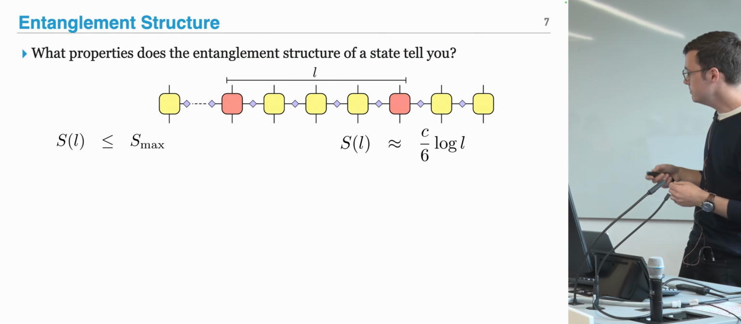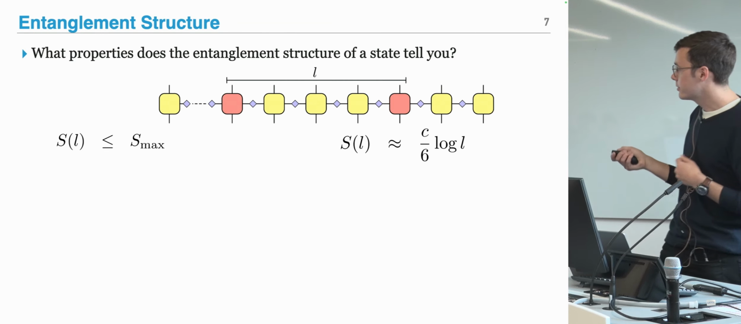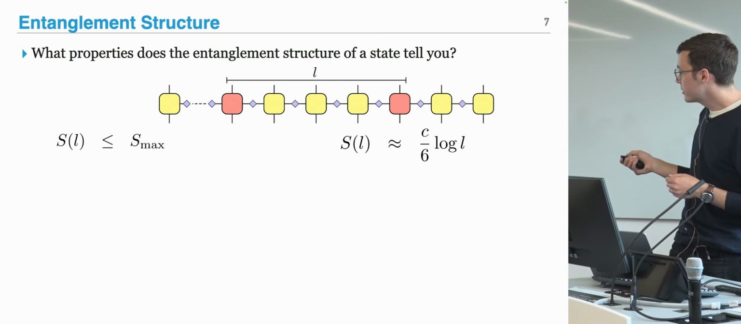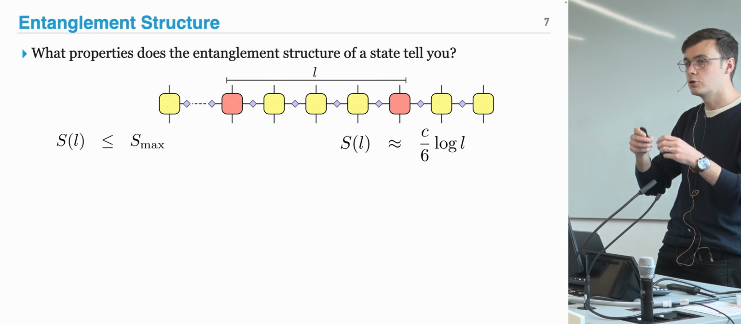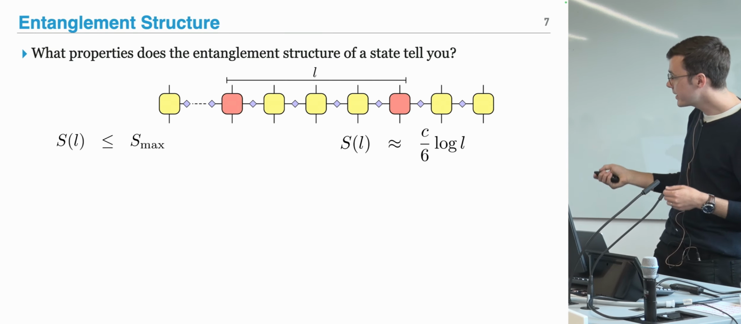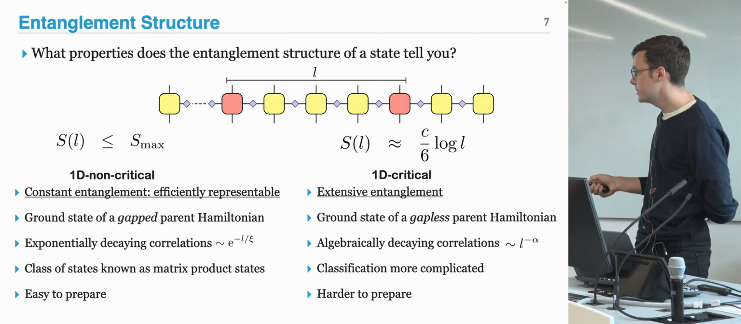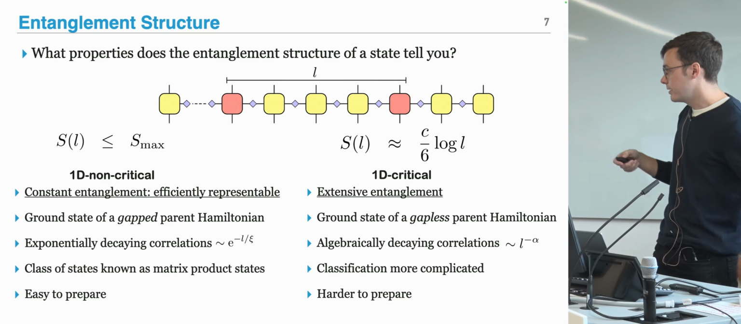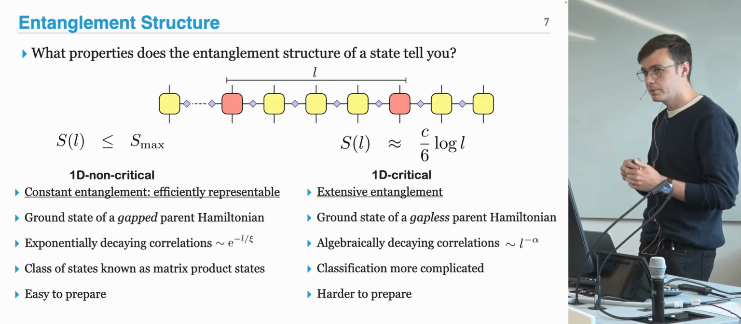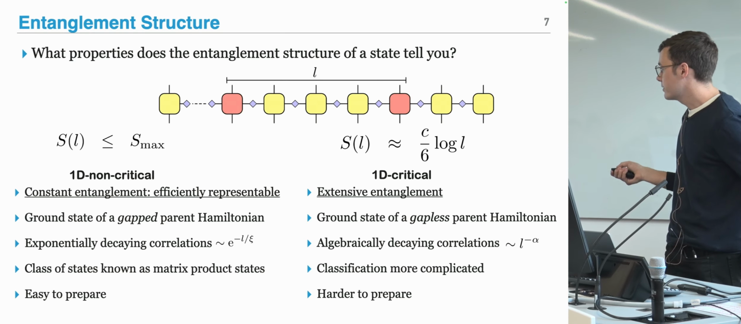So to unpack that a little bit further, we can start asking what properties this entanglement structure of a state actually tells you. To recompose that, I look at some block of a state and I want to say: is most of the entanglement contained within that block, or is it between that block and the rest of the state? In the former case, we have this constant entanglement, and this is efficiently representable, in contrast to something which has extensive entanglement. From a condensed matter perspective, the former class can be shown to be the ground state of a parent Hamiltonian which has a gap between its lowest energy and the next energy state. Whereas in this critical case, this constitutes a parent Hamiltonian which is gapless, i.e. it has no energy gap.